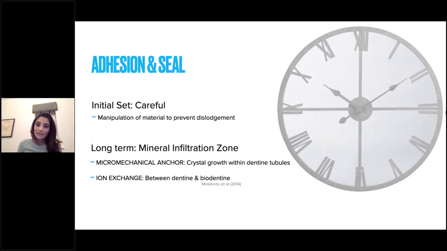So when you've done a two-stage technique and you're coming back a couple of weeks later to remove the Biodentine and put a composite on top, at that point you don't have to worry about it. It's very well sealed. It's only if you're doing the one-stage technique that you need to be a little bit more careful with the material in the first instance.